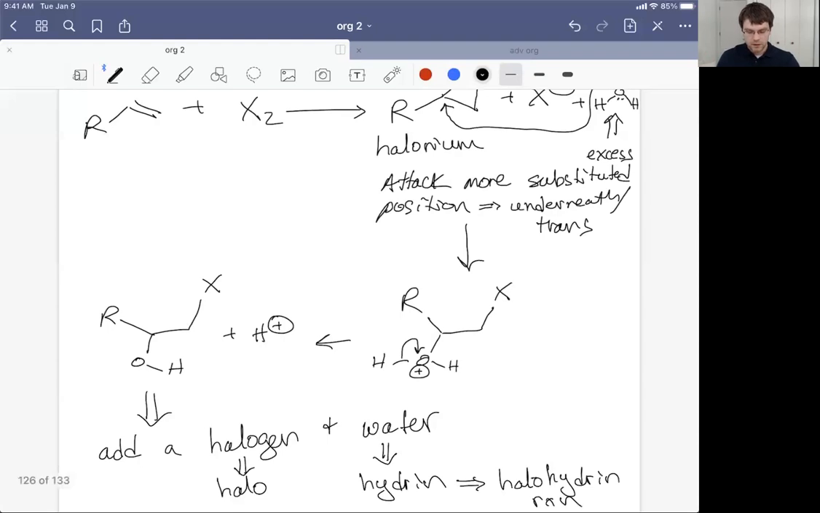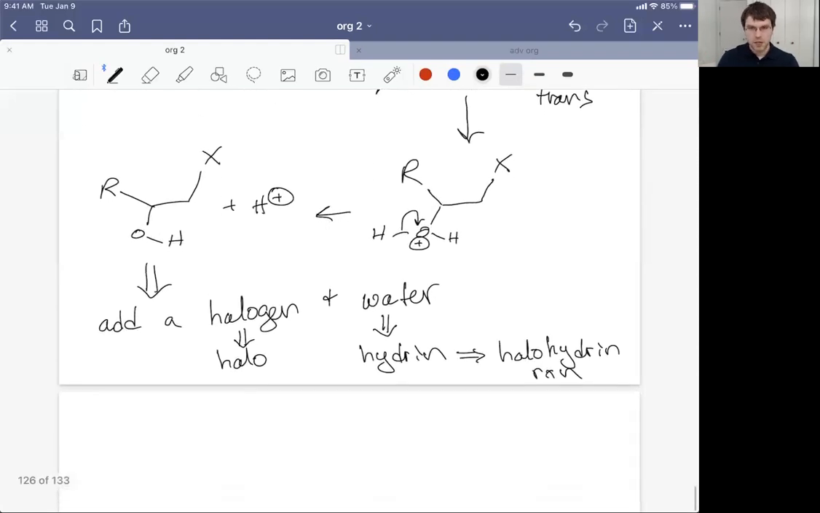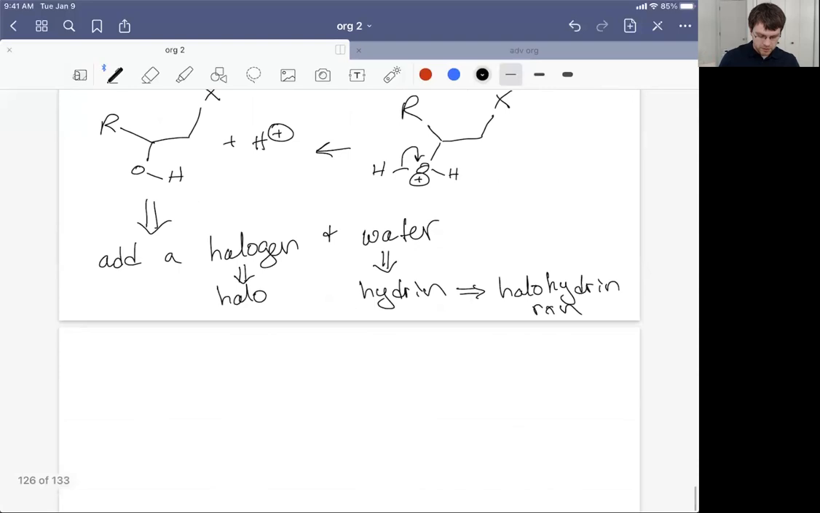Okay, let's look at an example of this with a ring now. So we can actually look at some real chemicals, not X2 or R groups. Let's pick this for example.